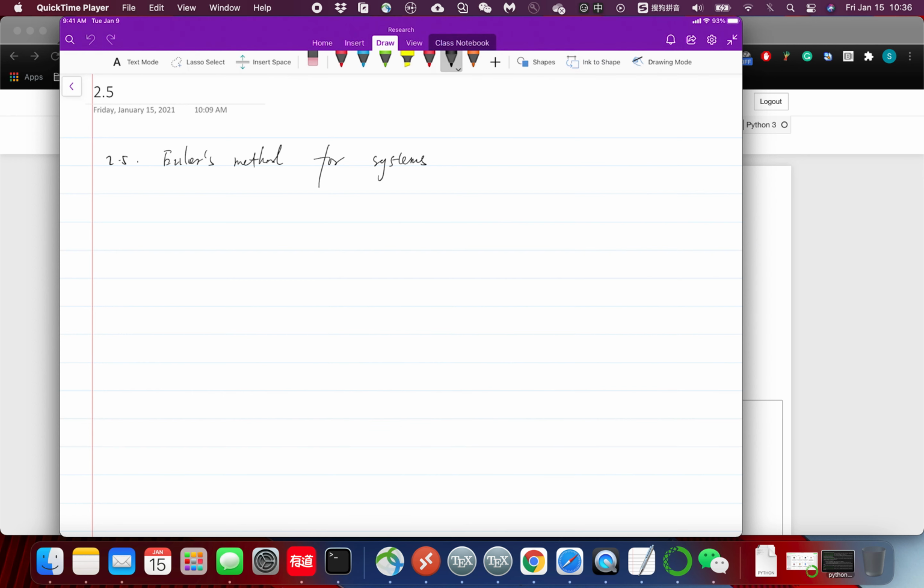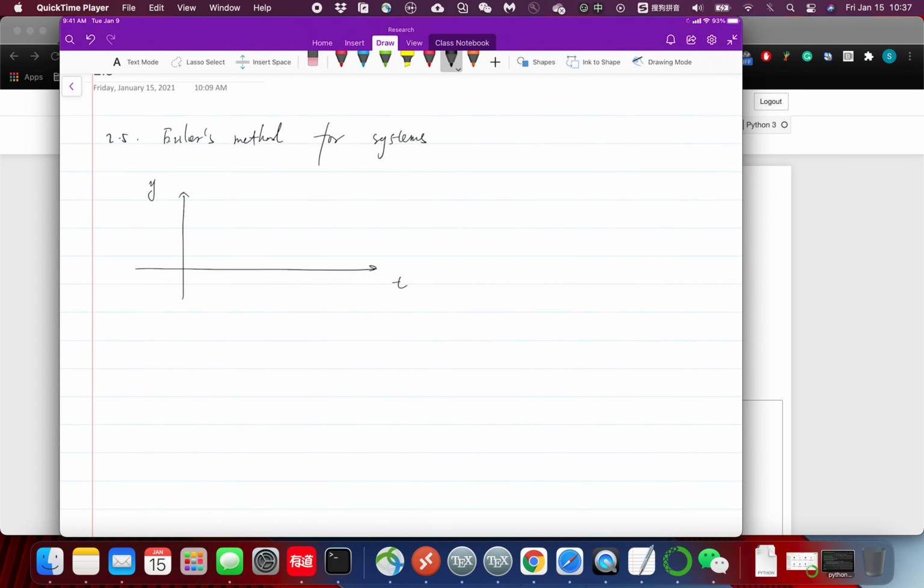Next, we want to introduce 2.5 Euler's method for systems. So we have done Euler's method for differential equations before. Now we just want to extend the idea, and you will see the idea is basically the same, and the method is pretty easy. Okay, so just a quick review of what we had before for Euler's method.